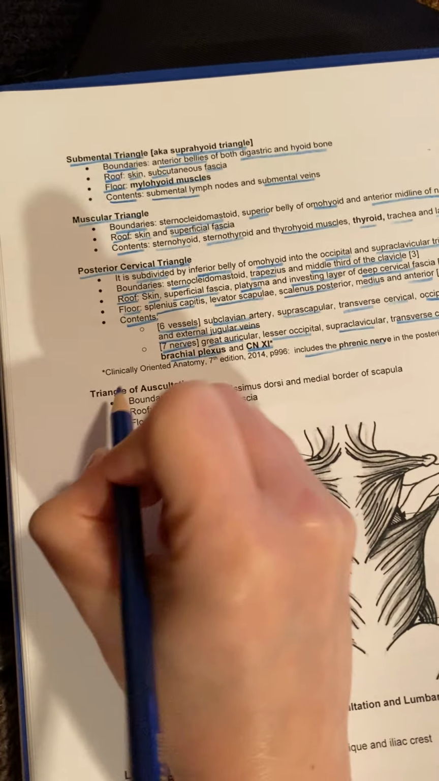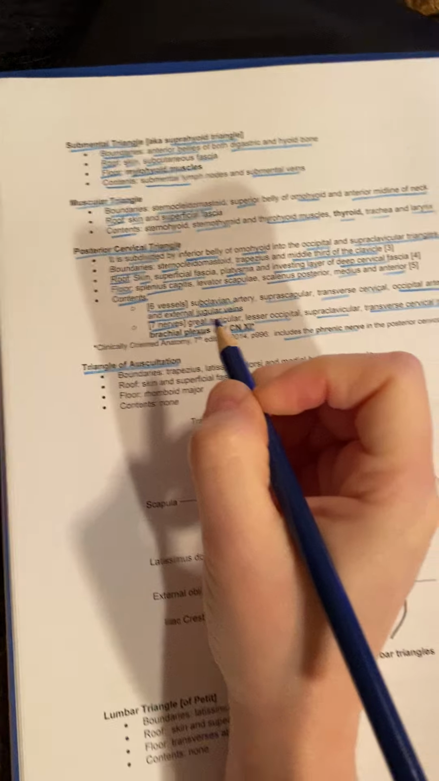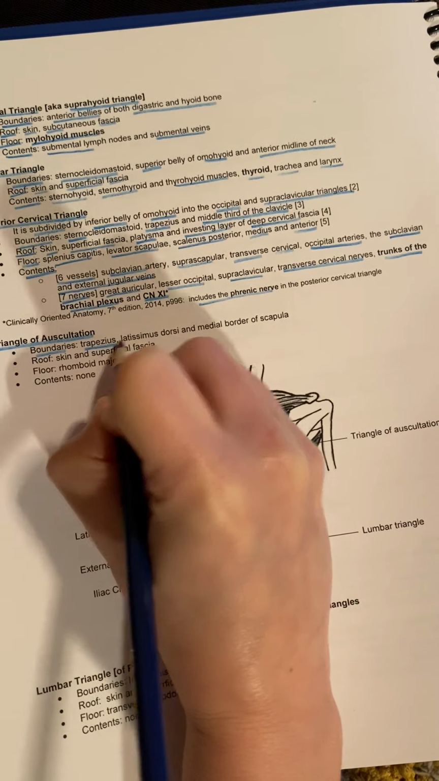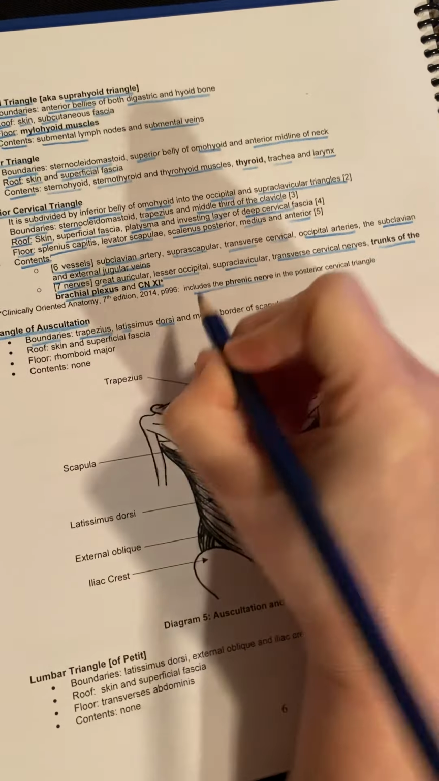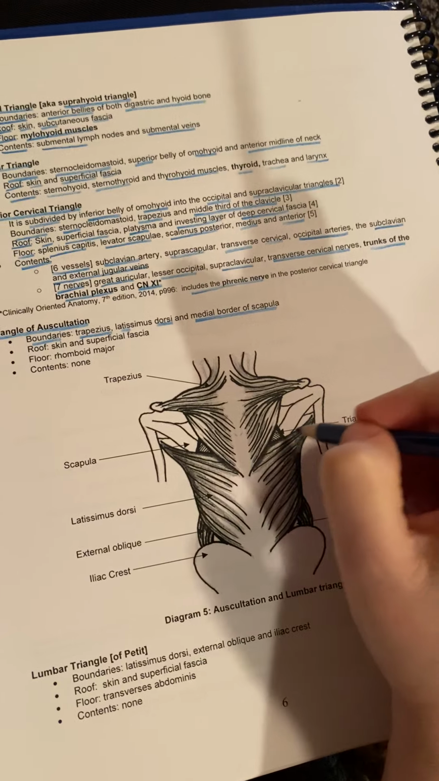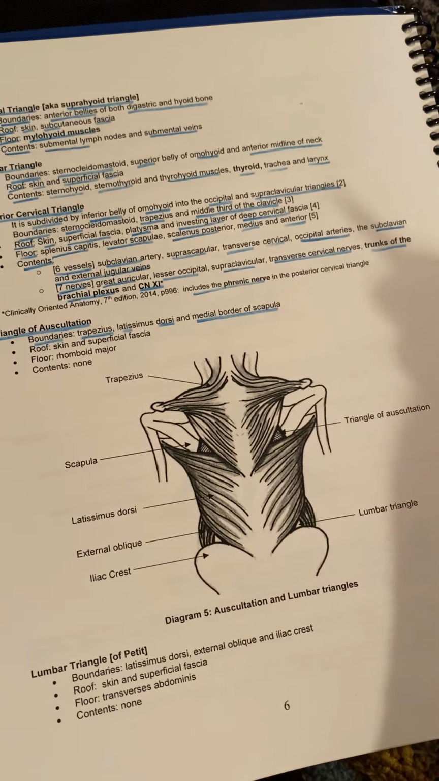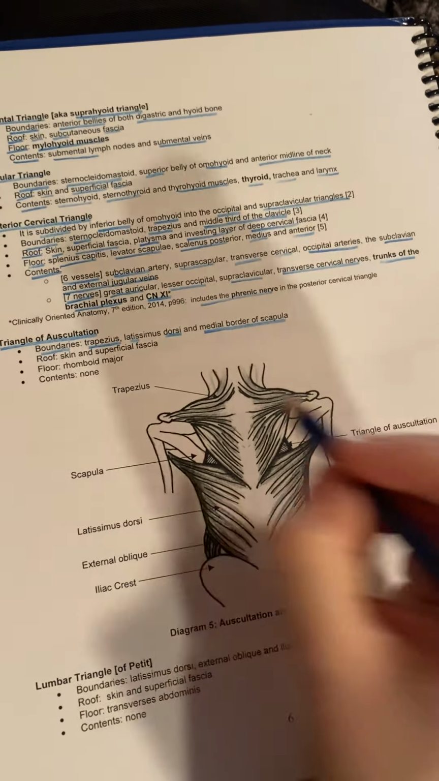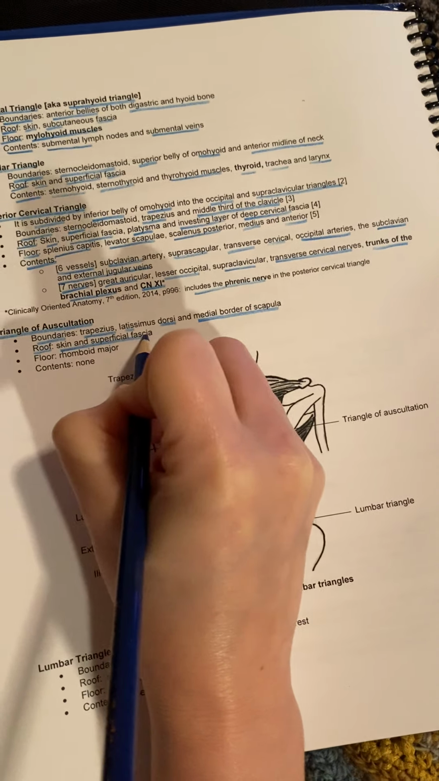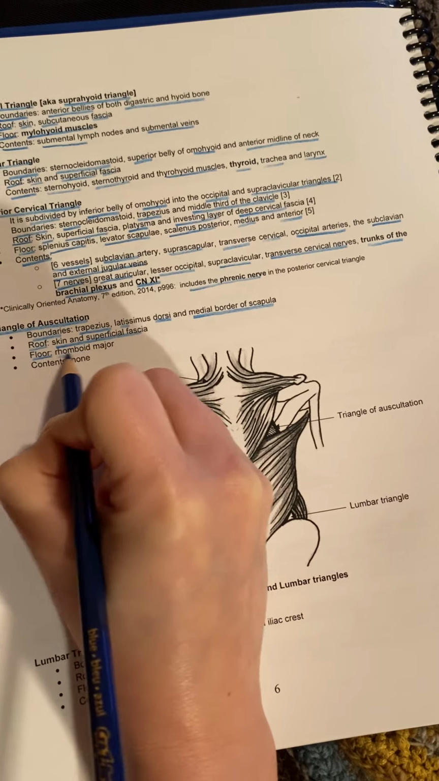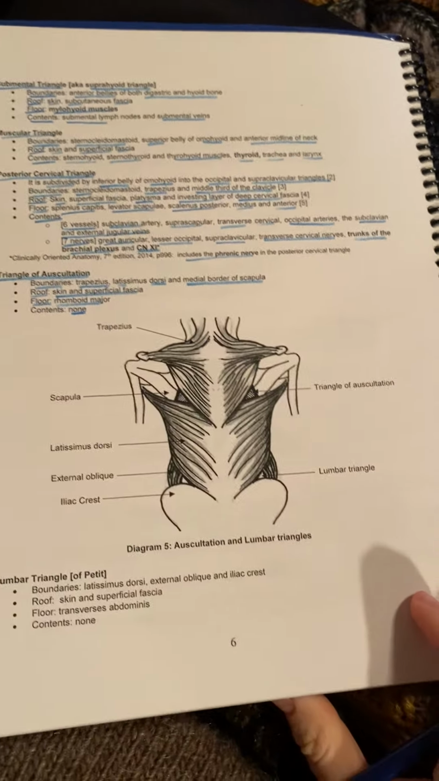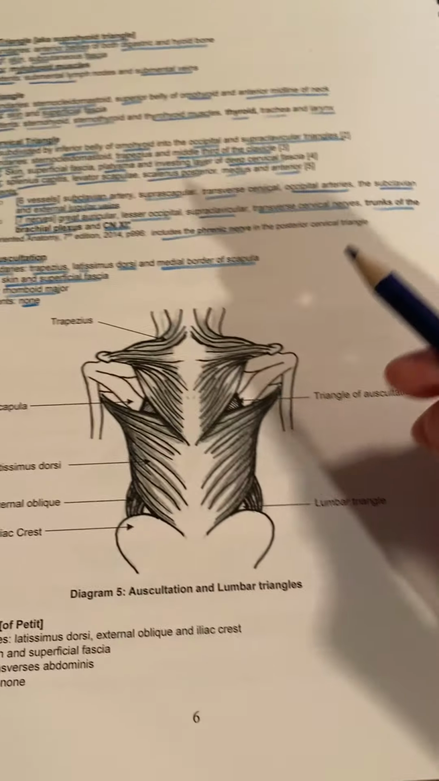Triangle of auscultation. Make sure we're in view here. The boundaries are trapezius, lat dorsi, and the medial border of the scapula. There it is, triangle of auscultation. The roof of the triangle of auscultation is the skin and superficial fascia. The floor is rhomboid major, and there are no contents. The whole point is that you can listen to the heartbeat there.